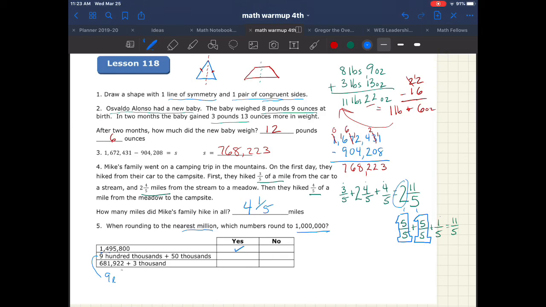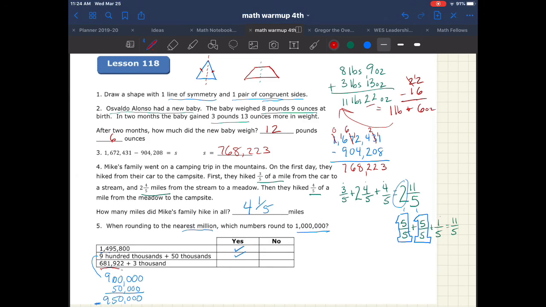So 900,000 plus 50,000. Altogether, that is 950,000. The millions place is here. The 9 would tell me to round up to a million, so yes.